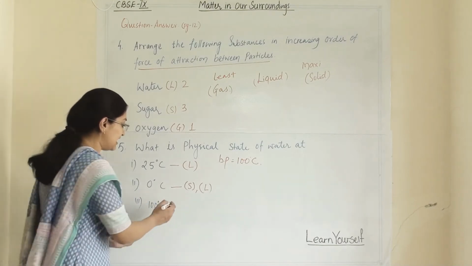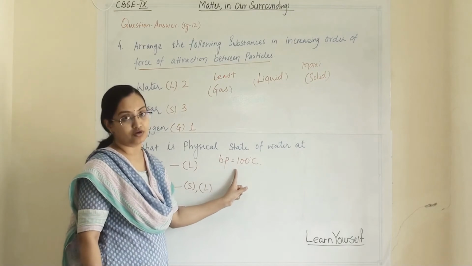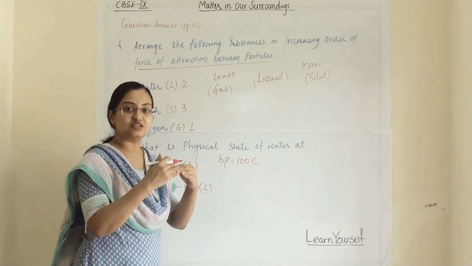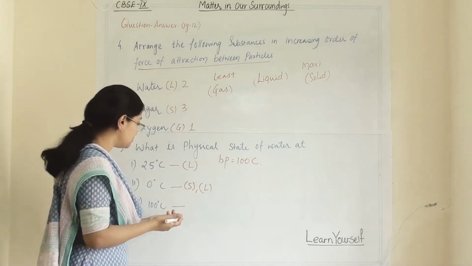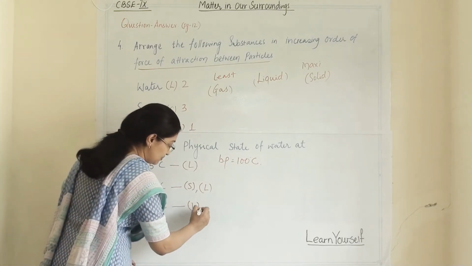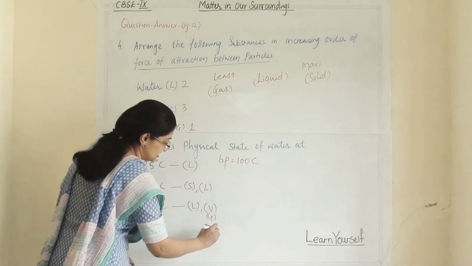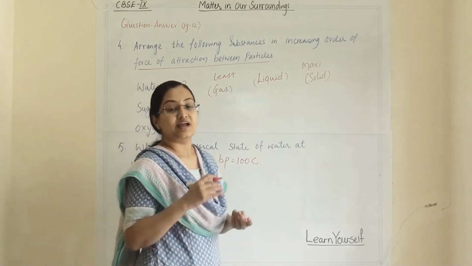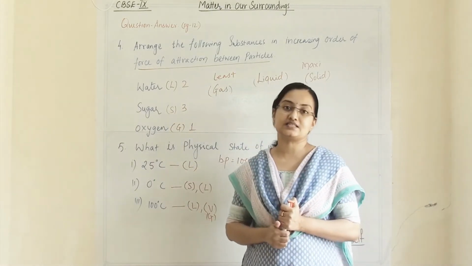The same thing will happen at 100 degrees Celsius, because that is the boiling point of water. So some of the water has been already converted into steam, vapor state or gaseous state, and some of the water is still in the liquid form. So here also we can see two states of water, that is liquid and vapor, or you can write gaseous state. So it depends upon the temperature, at which temperature water will be in liquid, solid or gaseous state.